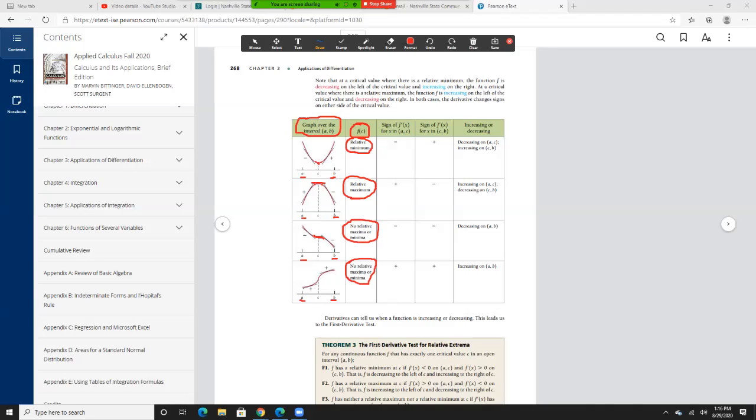Likewise, if you look down at the very last row, if you look at this point here, notice that it's higher than all of the points to the left, but yet it's lower than all of the points to the right. So therefore, it is neither a maximum nor a minimum.